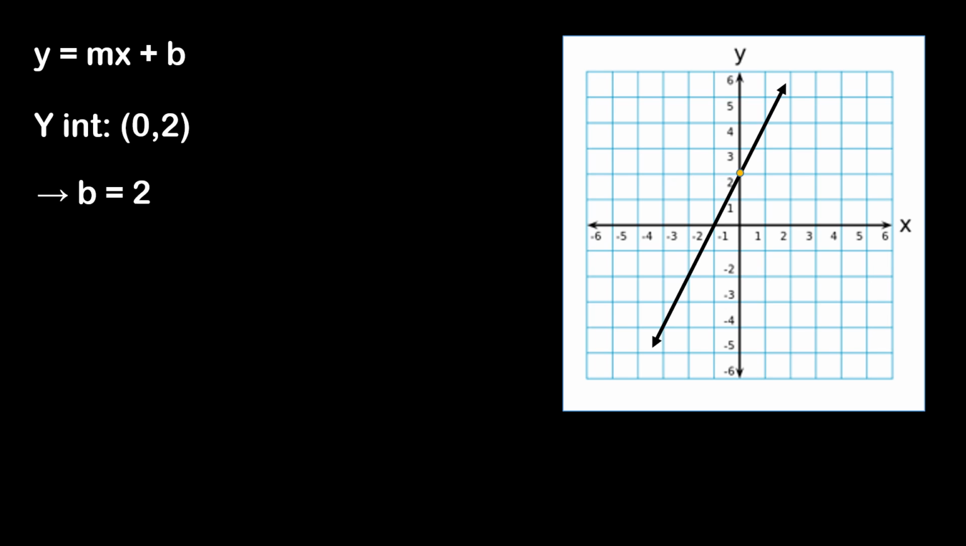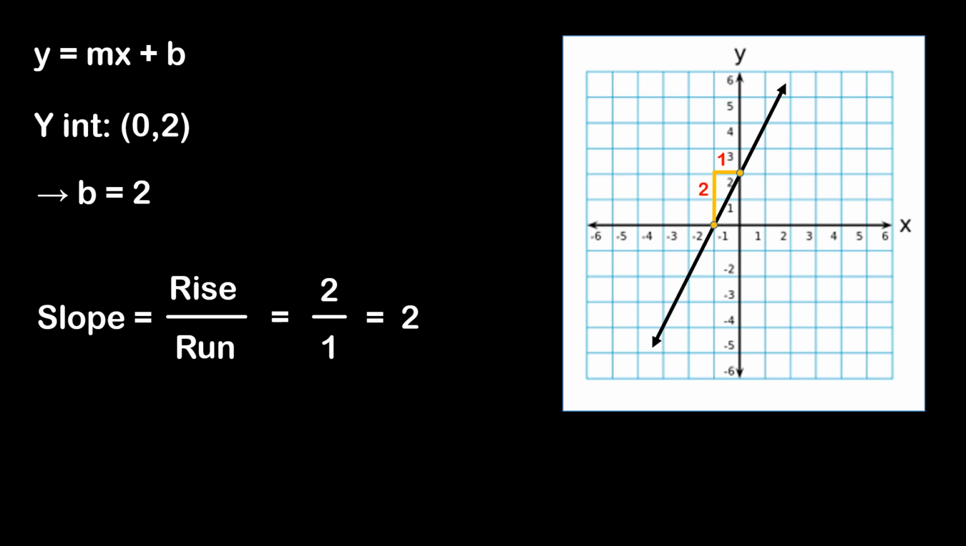The slope is rise over run. So what we can do is pick any other point on the line. I'll pick this point over here, and then draw a triangle connecting those 2 points. And we see that to get from the first point to the second point, y increases by 2, and x increases by 1. That means that the rise is 2 and the run is 1. And we thus have that the slope is 2 over 1, or 2. And we get m is equal to 2.